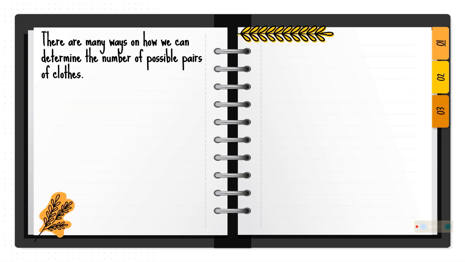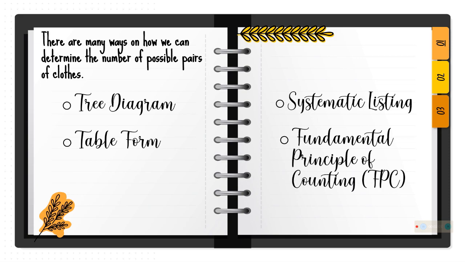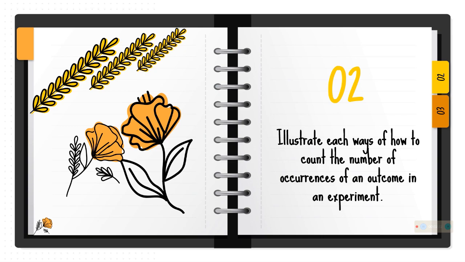So how did we obtain the answers on the previous slides? There are many ways on how we can determine the number of possible pairs of clothes. We have here the 4 methods: tree diagram, table form, systematic listing, and fundamental principle of counting. Let's have these ways one by one, illustrating these different ways for us to count the number of occurrences of an outcome in an experiment.